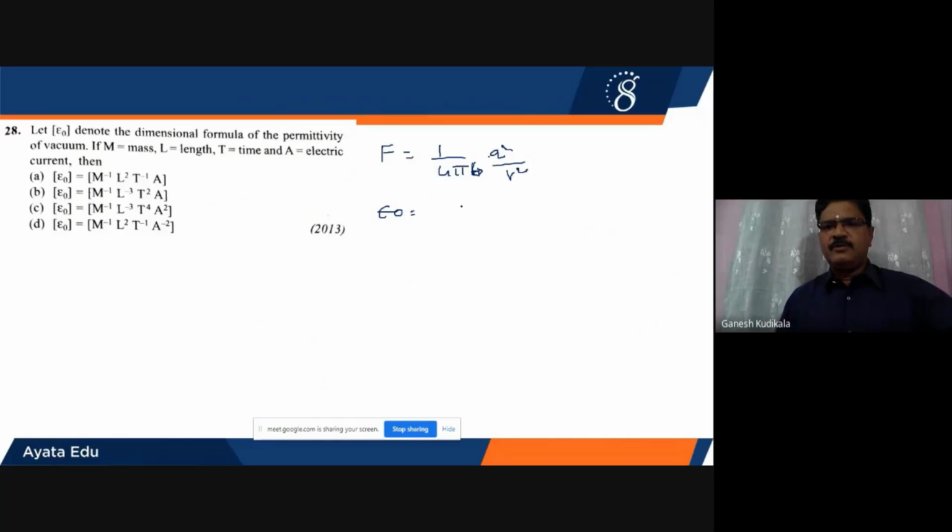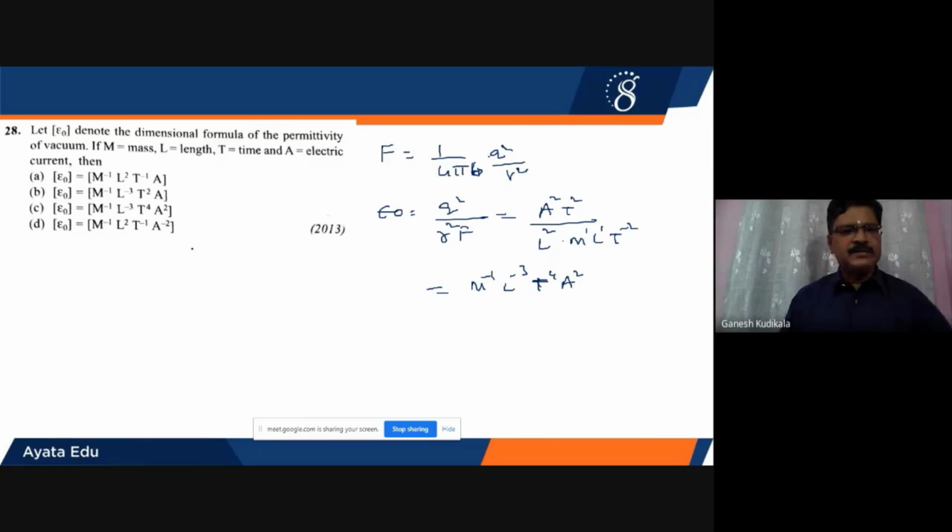Therefore epsilon naught will be equal to, if I transfer, q square by r square into F. Q square is current into time. Therefore A square into T square divided by distance square into force, which is M1 L1 T power minus 2. Let us rearrange the terms now. It is M to the power of minus 1, L to the power of 2 plus 1 is 3, therefore minus 3, T to the power of 4 and A to the power of 2. Therefore it is C option. C option is correct.